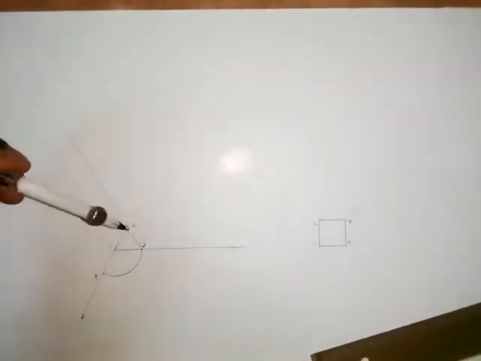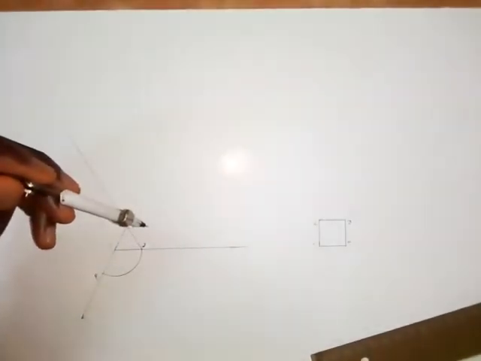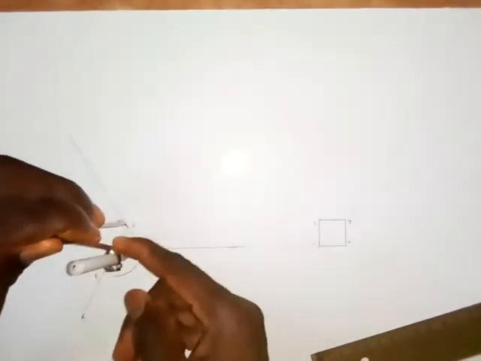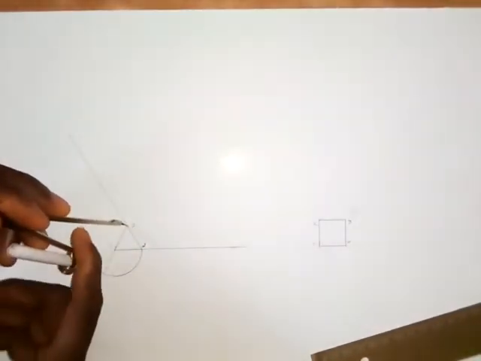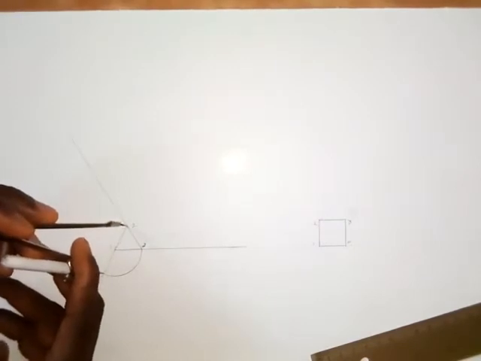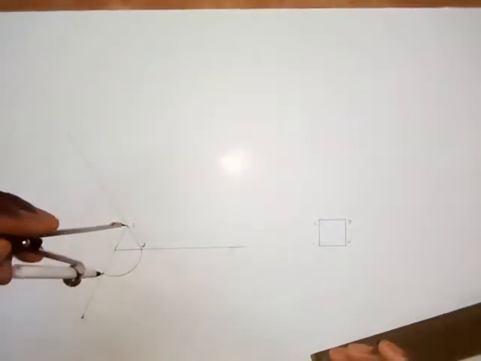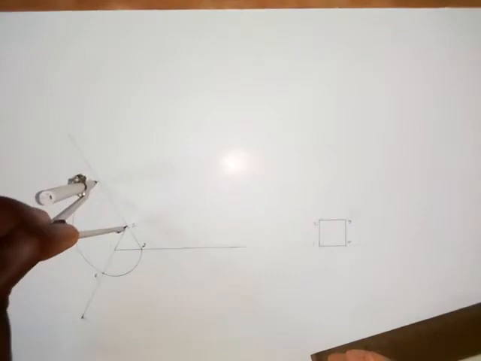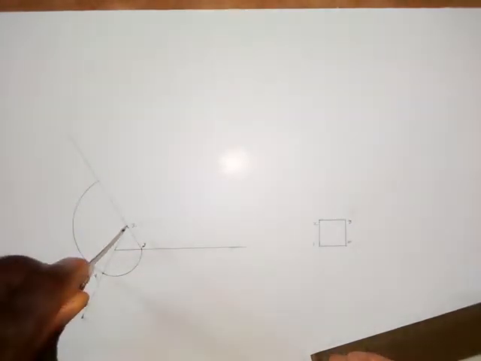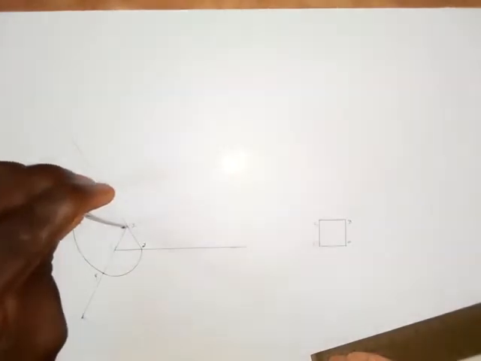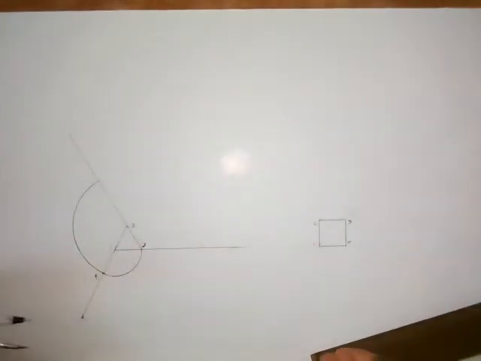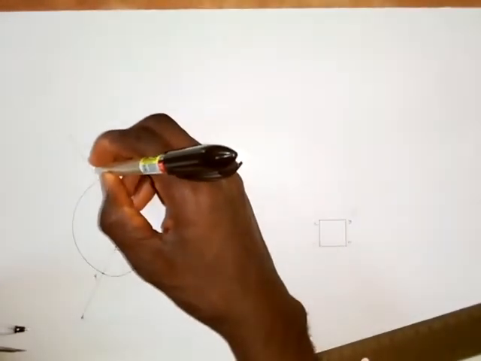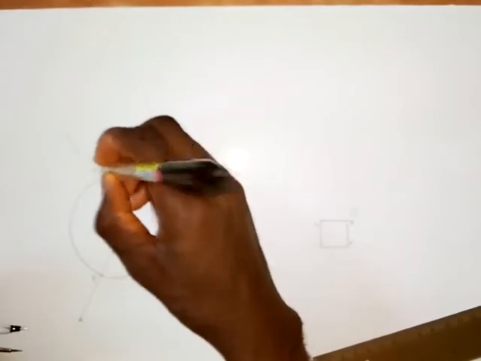Then you put your compass at point 2 and extend it to P1. Then you draw an arc from P1. It goes like this. The point where the arc touches line 2, 3, call it P2.